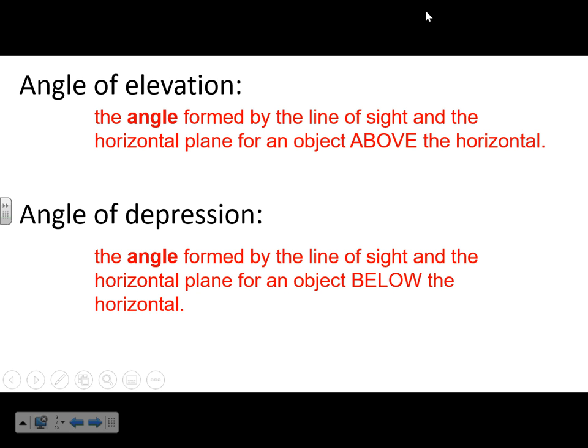So I will say the angle of elevation makes a lot of sense. A lot of people are pretty good at it. It's very intuitive. The angle of depression is a little bit more difficult, and I'll tell you why in a second. It helps to look at a picture.